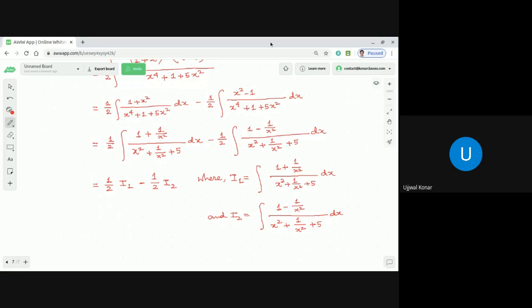Now the point is that I do not want to proceed further because we have done a similar problem in the previous question. For the I1 integration, you need to express the denominator in terms of x and 1 by x such that its differentiation is 1 plus 1 by x square. Got it? Yes, I can make it in the form of a whole square, so x minus 1 by x something.